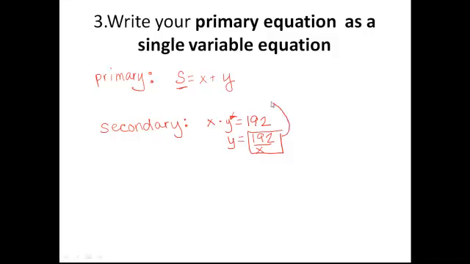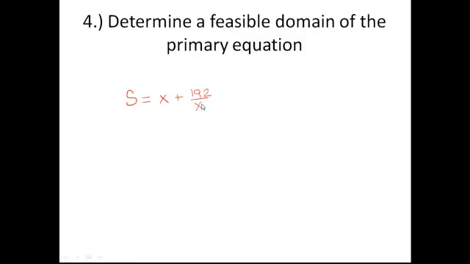Using my secondary equation, what I've done is I've rewritten y in terms of x. So what I can do is sub that into my original equation. So my primary equation that I'm trying to derive is going to be s is equal to x plus 192 over x. Alright, so I've transferred my equation that I found in step 3 into one variable, and it says determine a feasible domain of the primary equation.